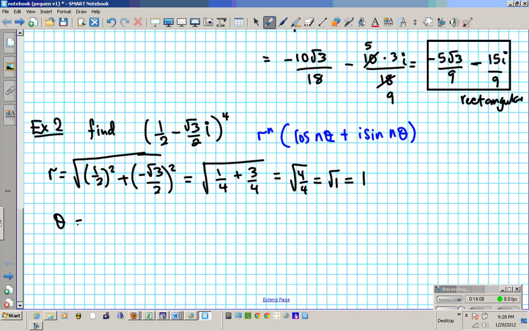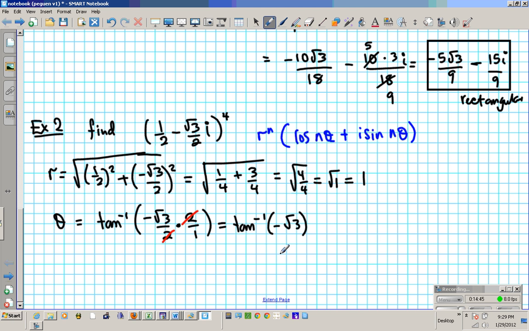Alright? Theta is going to be the inverse tan of b over a, or y over x. So inverse tan of negative root 3 over 2 divided by 1/2. I don't want to divide by a fraction because it's going to look messy. Why don't I just keep, change, and flip this? 2 over 1. Multiply by the reciprocal. So this divided by that is the same thing as this times the reciprocal of that. So these two 2's cancel out, and then we're going to have the inverse tangent of negative root 3.